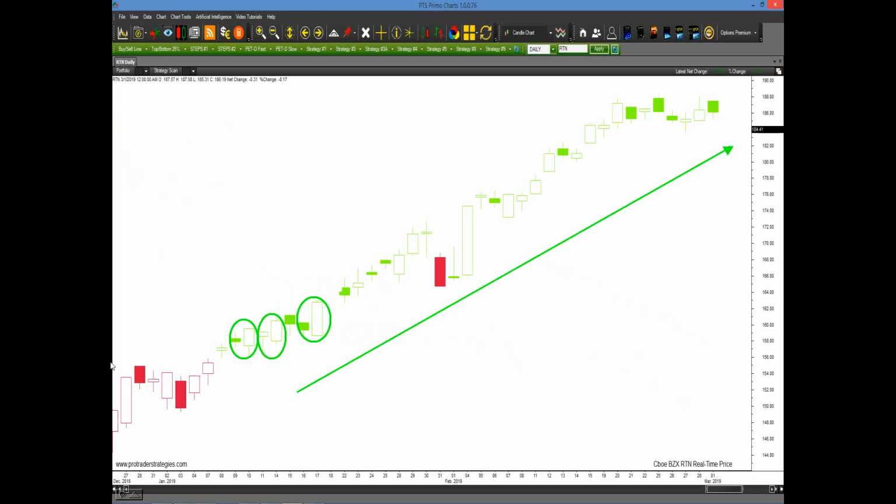If you missed any of those 3, I believe there was another setup right here you could have taken advantage of, a bullish engulfing pattern.